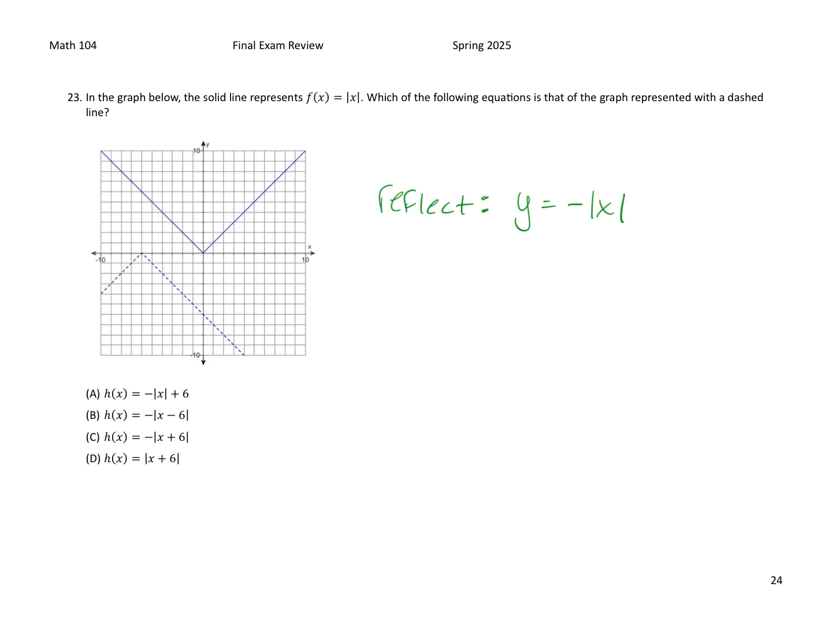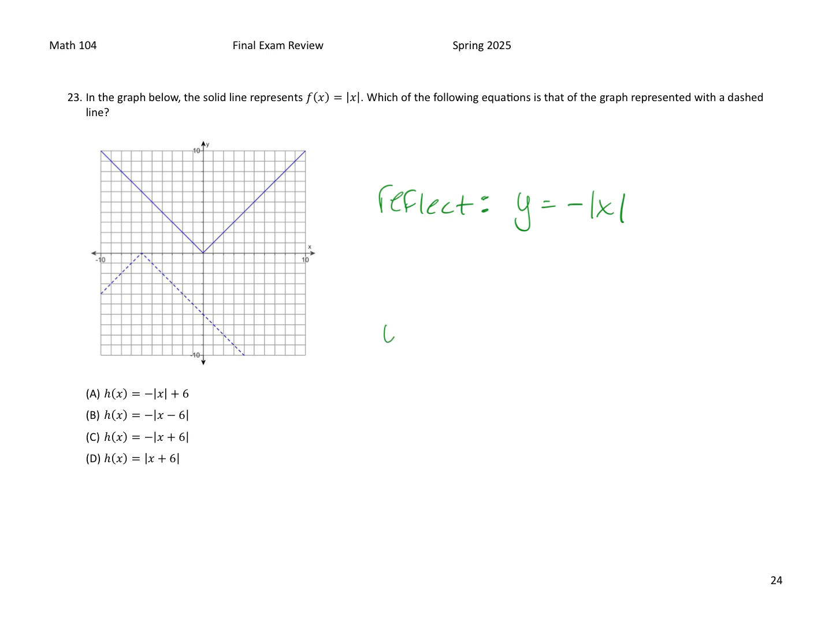Okay, and then it looks like we also shifted the whole thing left. 1, 2, 3, 4, 5, 6. We shifted the whole thing left 6 units. So left and right shifts happen inside the function, and it's the opposite operation of what you think it would be.